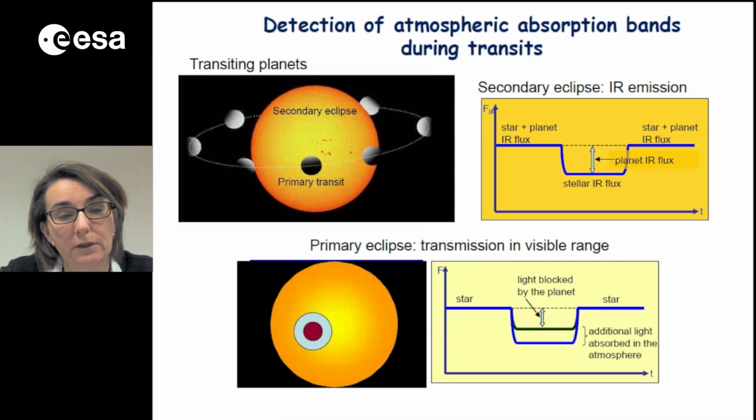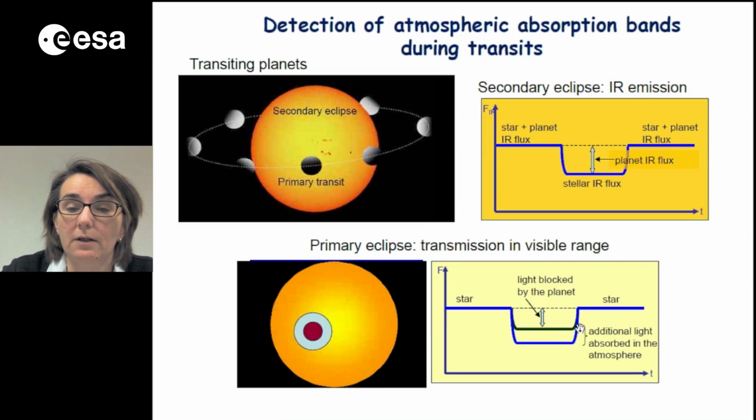But if the planet is surrounded by an atmosphere, as shown here, it appears larger than it actually is. And that means it also causes a transit that's deeper. And by performing this measurement at different wavelength bandpasses, we can isolate atmospheric molecular absorptions in the spectrum.